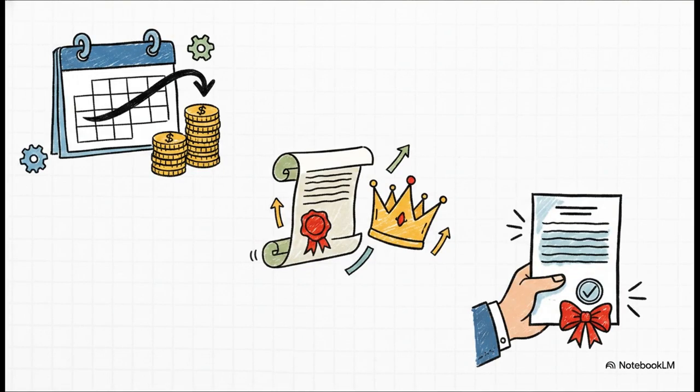Let's see how this builds out the whole IRD framework. I is for interest, and that is strictly recognized on a time proportion basis. You have to look at the amount outstanding, the rate, and the time period. Next, R is for royalties, and those follow an accrual basis in accordance with the exact literal terms of the agreement. And D is for dividends, which hinge purely on one thing: when the owner's right to receive payment is established. Notice I didn't say when the cash hits the bank account. It's when the right to actually receive it is officially established.